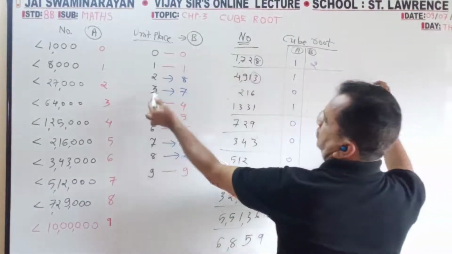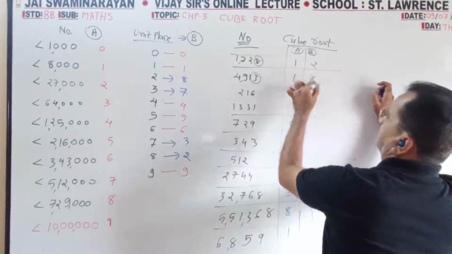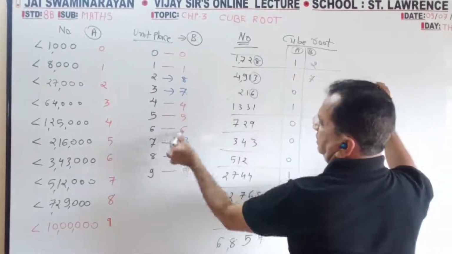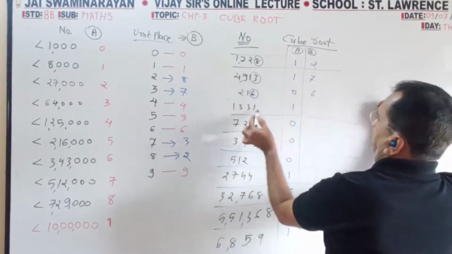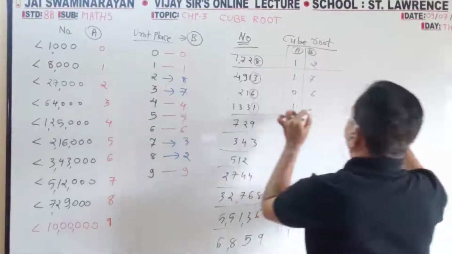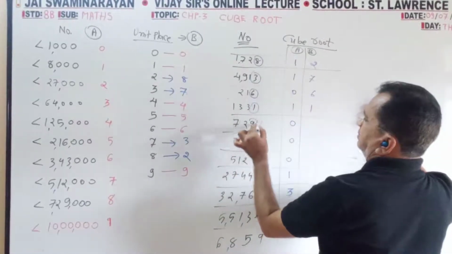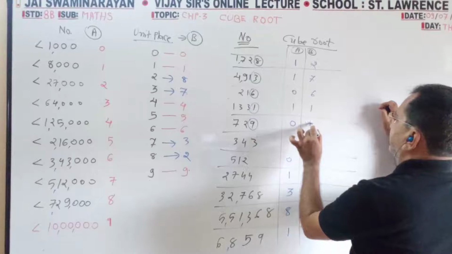Last number is 3. For 3, what will you write? 7. Last number is 6. For 6, it is 6. Last number is 1. For 1, you will write 1. Last number is 9. For 9, it is 9.